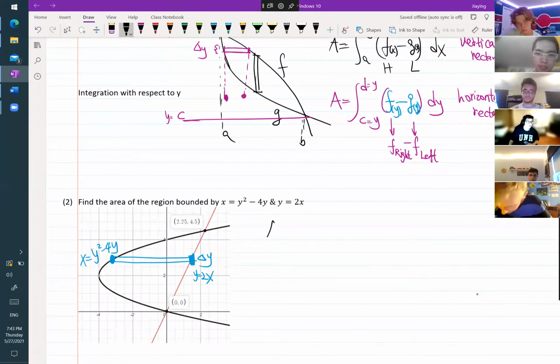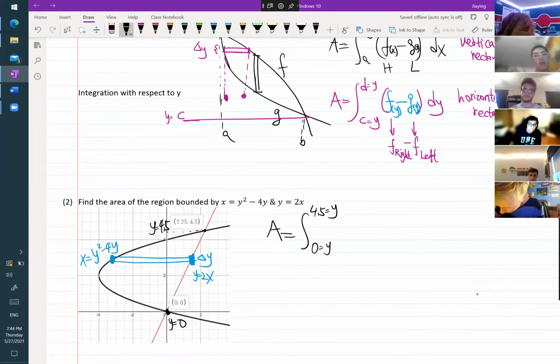So the area for this one is integrating. Now we need to know the two y values as the boundaries. So we need to know the y value goes from 0 to y value that's 4.5. Again, I found this using decimals. I did not do the work. So y goes from 0 to 4.5. Those are the boundaries. The y boundary is not the x.